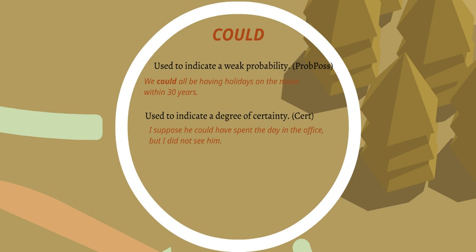I did not see him. Just because I did not see him doesn't mean he wasn't here. So there is a degree of certainty. But the implication is, if he was here, I probably would have seen him. So it's still almost maybe 50-50, 60-40, 40-60.